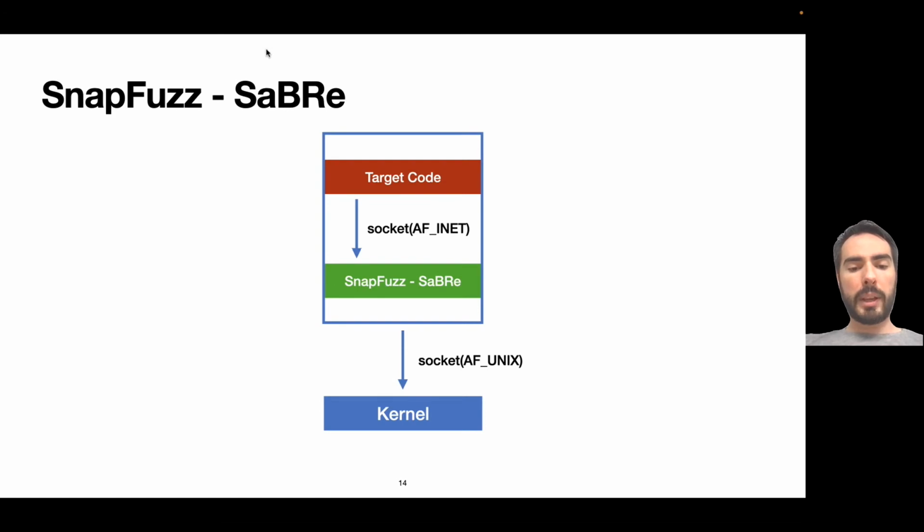For us, Saber is a library that we use to transform the system calls of the target application into more efficient alternatives. For example, SnapFuzz transforms TCP/IP communications to the faster Unix domain sockets. Or SnapFuzz can completely eliminate sleep system calls to avoid unnecessary delays.